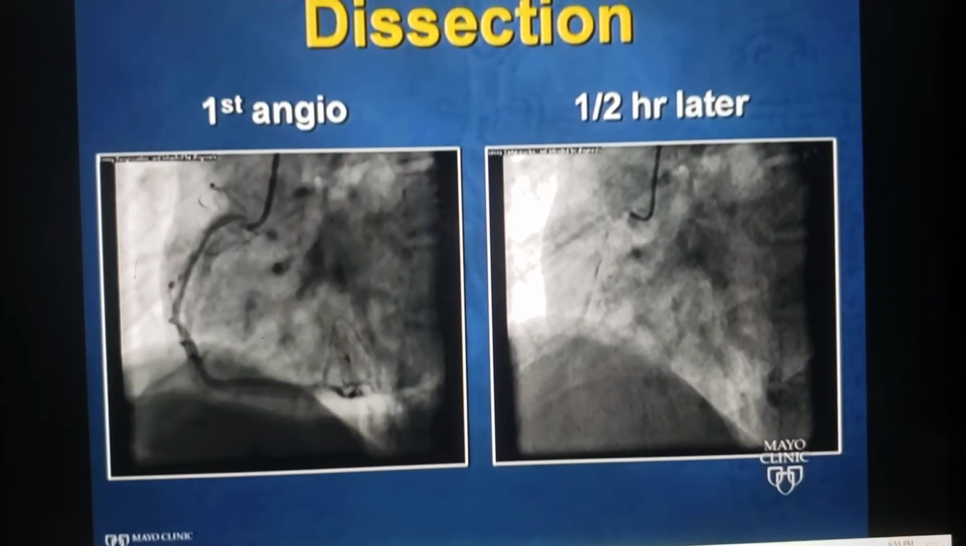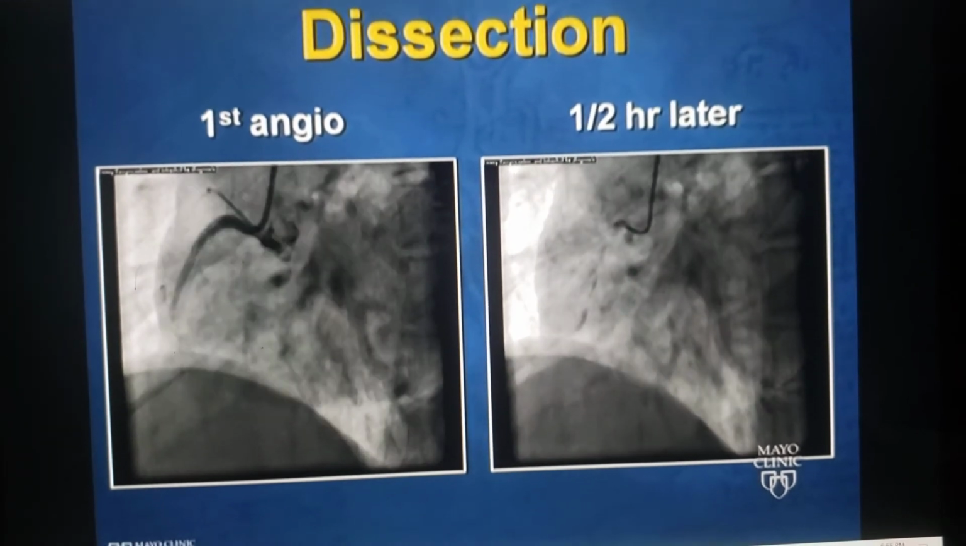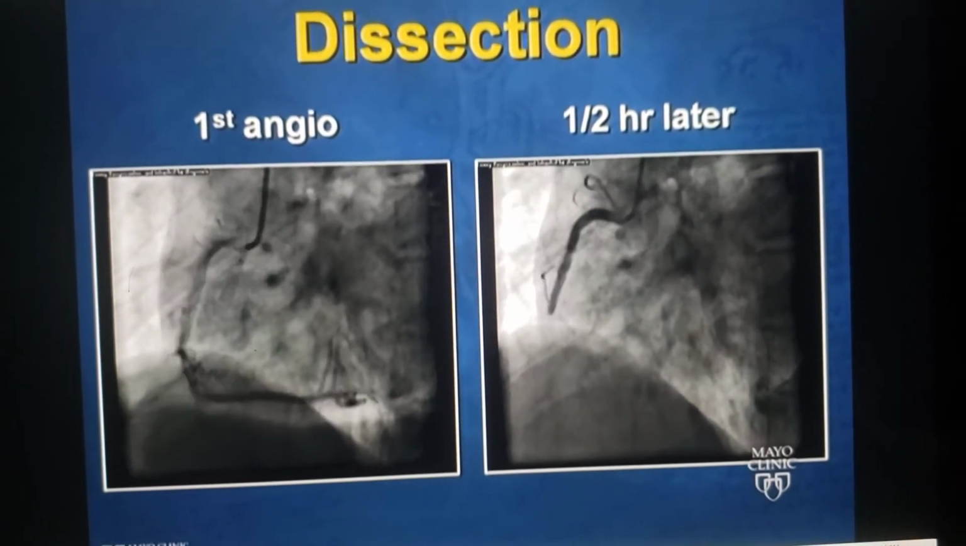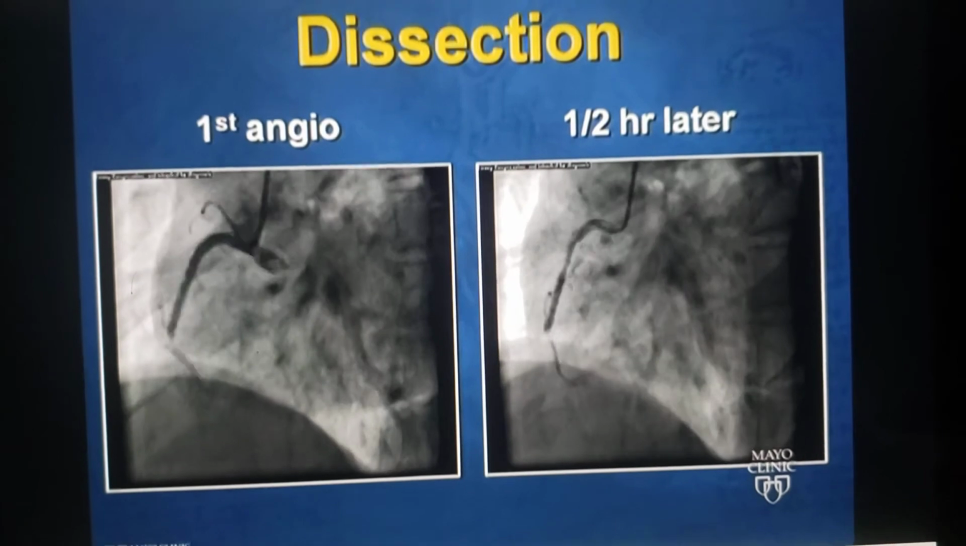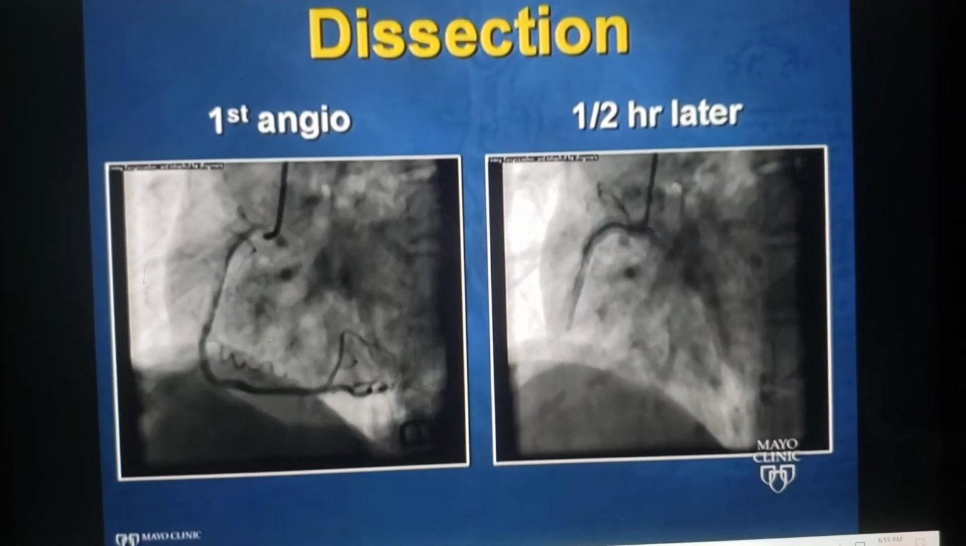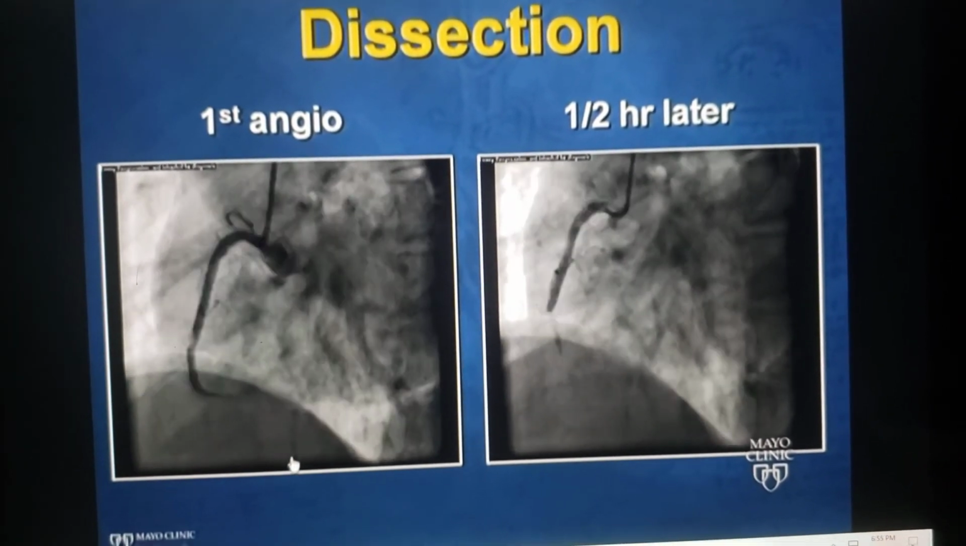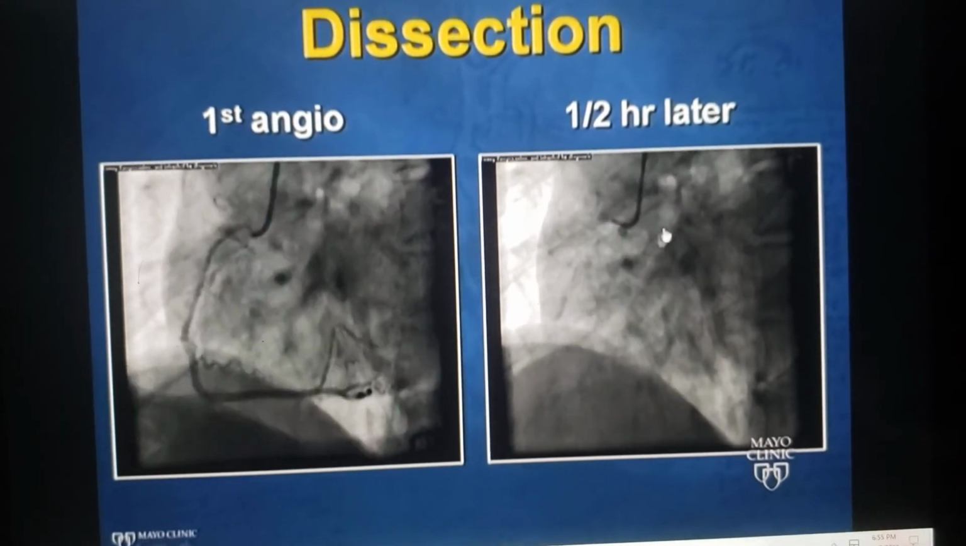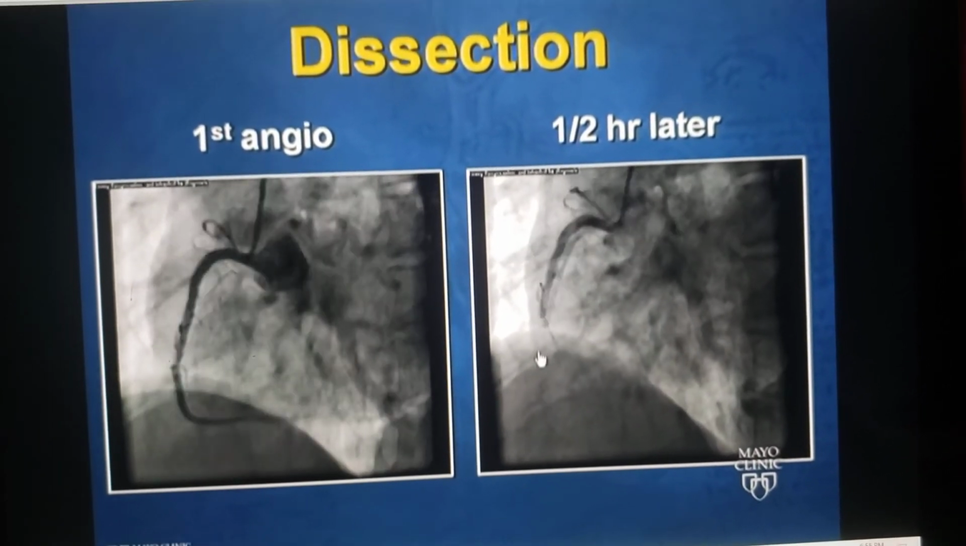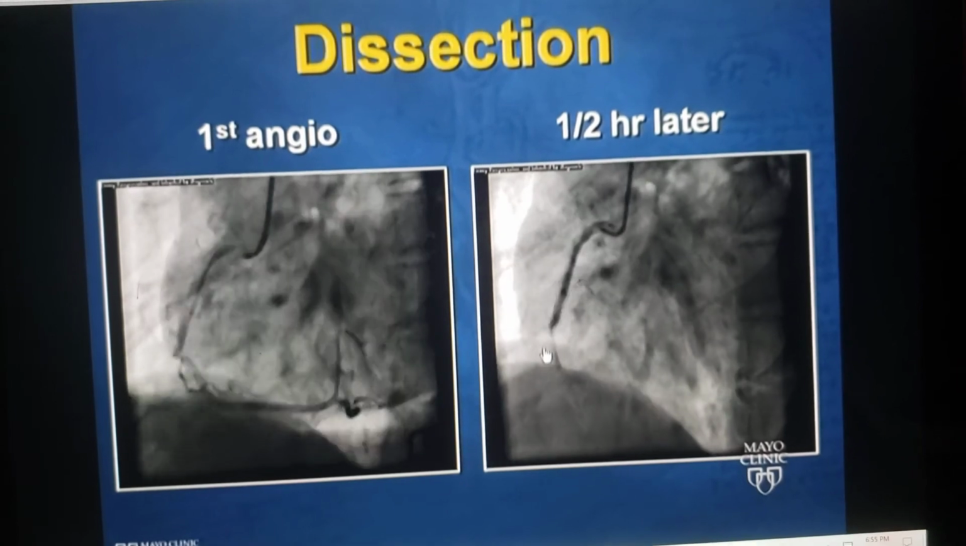Here's an example. This is a very young patient who had come to the lab for preoperative valve surgery. Her angiogram is completely normal. You can see here that's a right coronary artery injection. Of course, it's never good to see the hand come across the screen, and a half hour later, her artery was occluded. This was a catheter dissection.